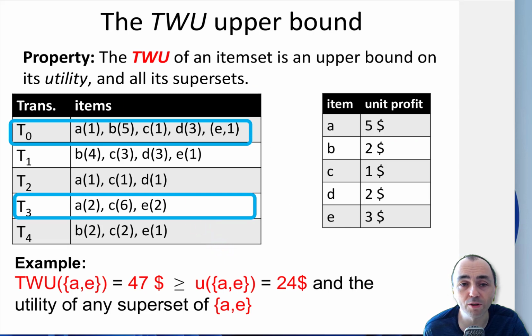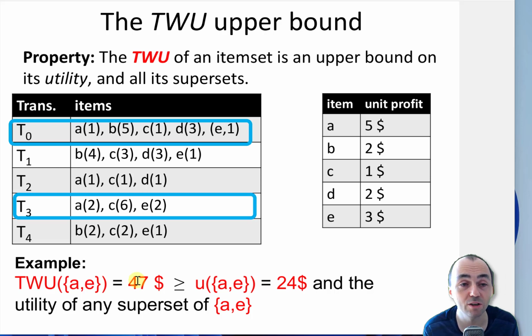Another useful property is that if you know that for AE the TWU is $47, you know that anything that you want to make with AE, like AEF, ACE, and so on, any superset of AE, cannot also have more than $47. Because A and E appear here, and the TWU is the sum of everything with AE. So if you find $47, you take any superset of AE, like ACE or ABCE, anything you take cannot be more than $47.